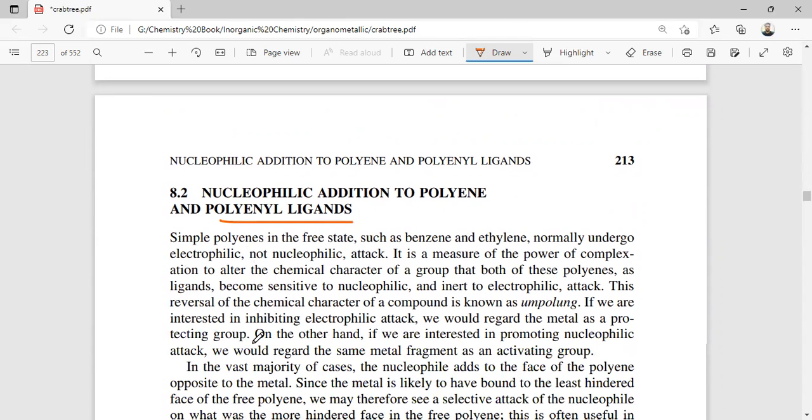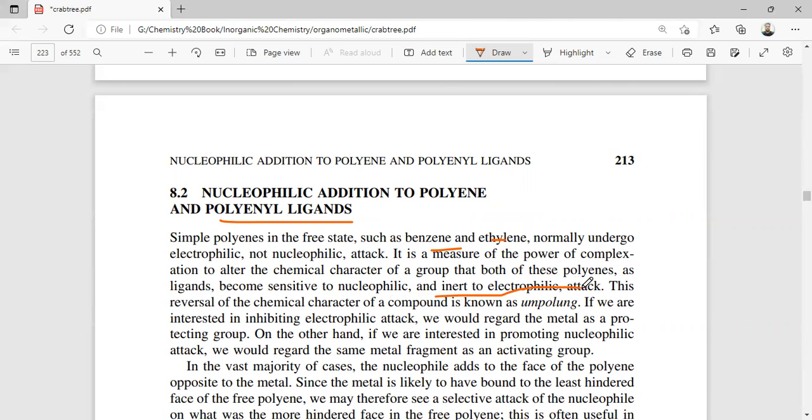Some polyenes in the free state, such as benzene and ethylene, normally undergo electrophilic, not nucleophilic, attack. Complexation alters the chemical character of these polyenes, as the ligand becomes sensitive to nucleophilic and inert to electrophilic attack. That means when the alkene moiety is in the free state, there is more electron density, so nucleophilic attack is not favored. In that case, electrophilic attack occurs.